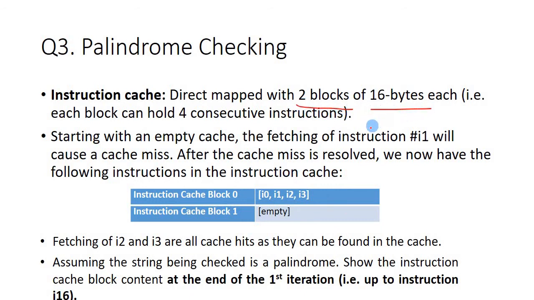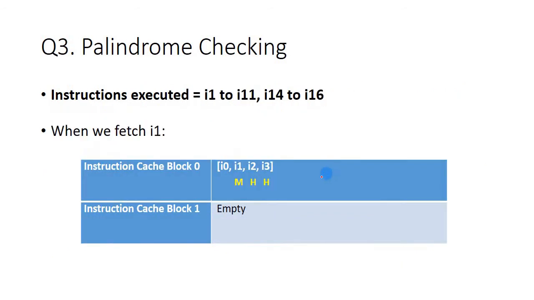So one instruction is 4 bytes, so I can have a total of 4 instructions per cache line. We are given that when I fetch instruction 1, it is a miss, and subsequently 2 and 3 are a hit. So let's trace through the sequence. The very first access for instruction 1 will be a miss, 2 and 3 will be a hit. From 3 I go on to 4. When I fetch 4, I fetch 4 to 7. So 4 will be a miss, 5, 6, 7 will be a hit. When I fetch 8, it will be 8 to 11. So 8 will be a miss, 9, 10, 11 will be a hit. After 11, I jump to 14.